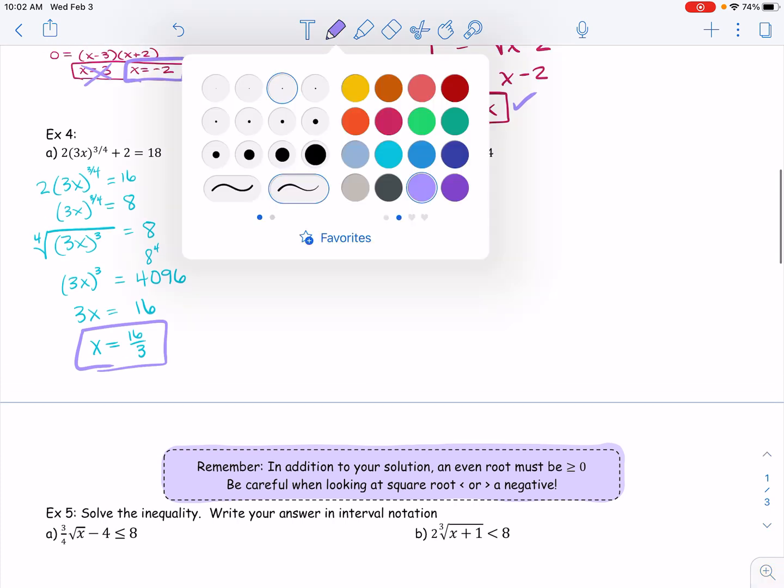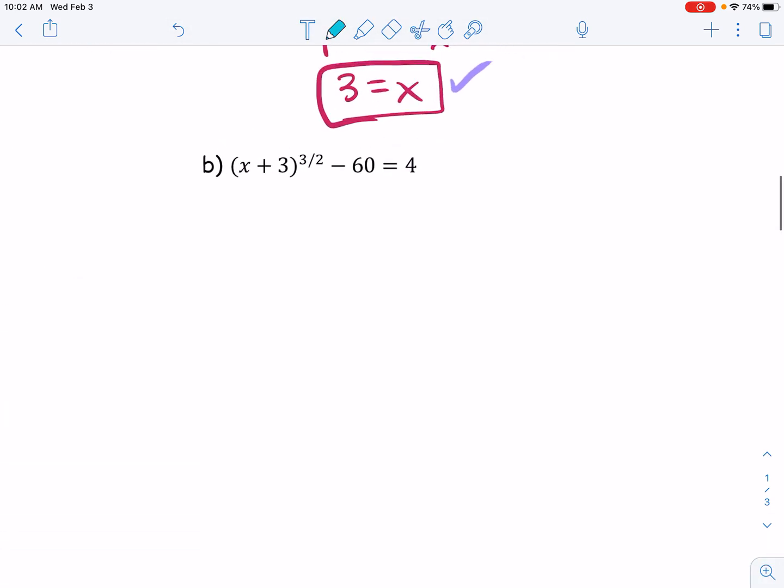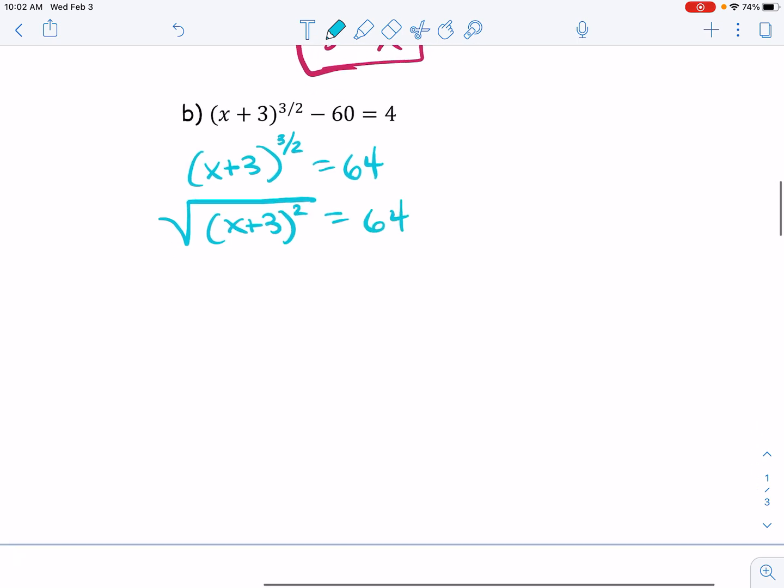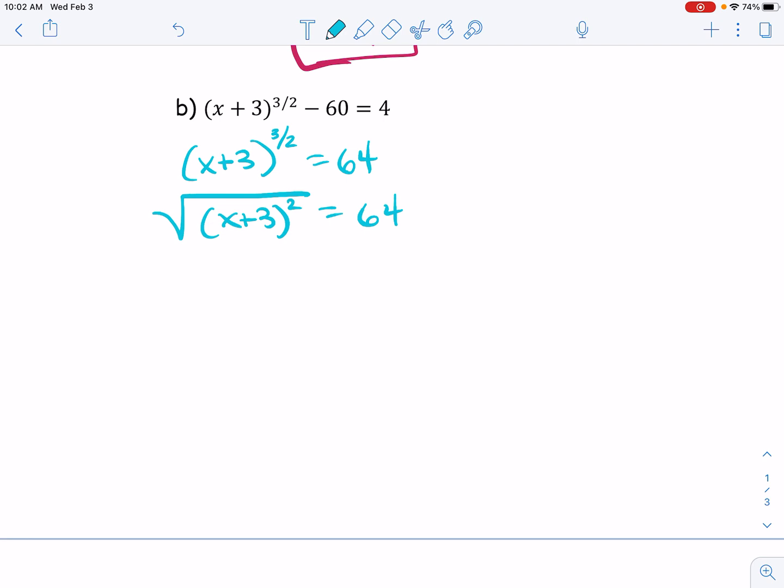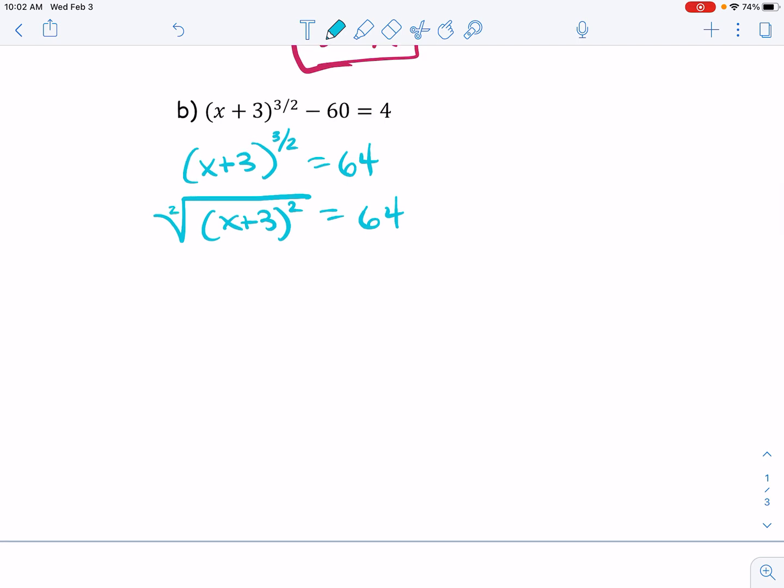All right, and then let's do another one. So first thing I would do is add the 60 to both sides. And I would maybe rewrite this as the square root of x plus 3 cubed. How do I get rid of the square root? Well, I would square both sides. Remember, this is an understood 2 there if you want to write it. Oh, that should be a 3. My bad. Square both sides.